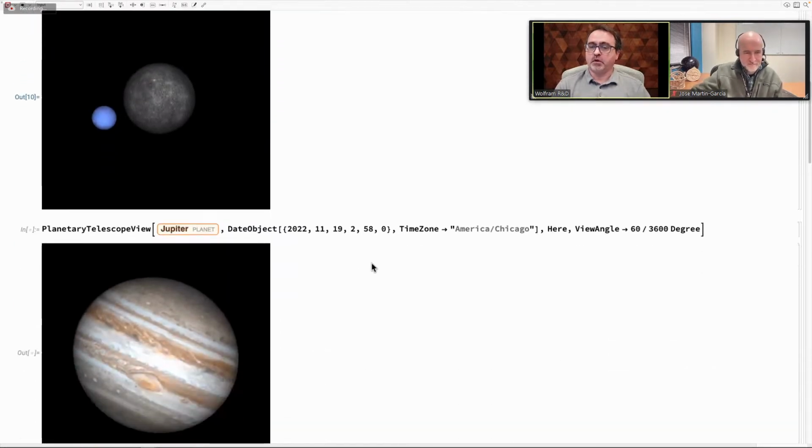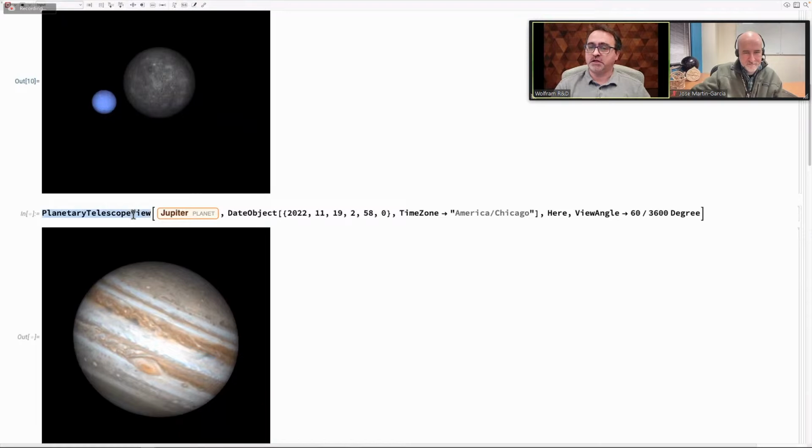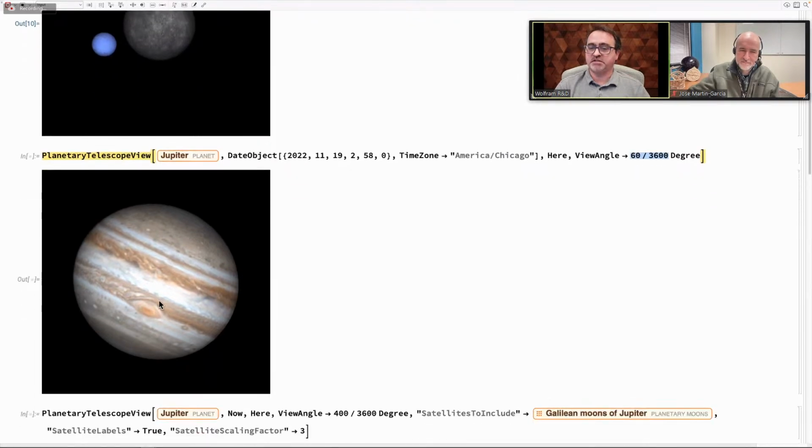Another example, I've taken care for things like Jupiter to make sure that the Great Red Spot is in the correct position. So here I've specified I want to see Jupiter on this particular date. So this is November 19th at 2:58 a.m. And you can see I'm viewing from Champaign. And in this case, I've got 60 arc seconds as my viewing angle. And you can see Jupiter here, and the Great Red Spot is right in the middle. If I change this a little bit by, let's say, add a few hours here. We'll reevaluate.